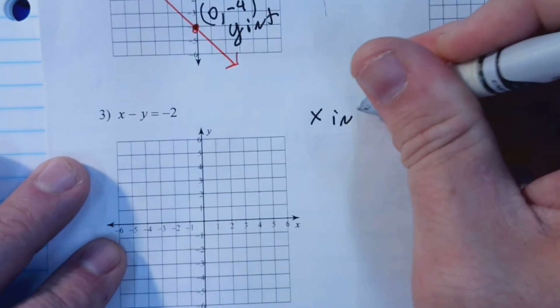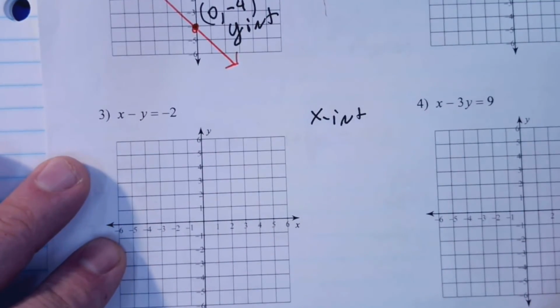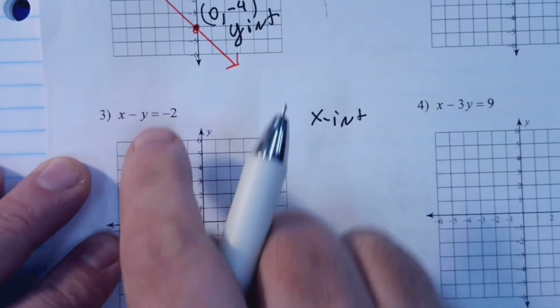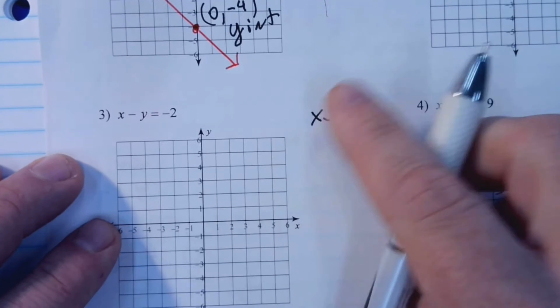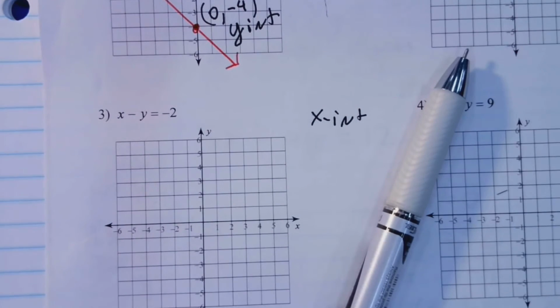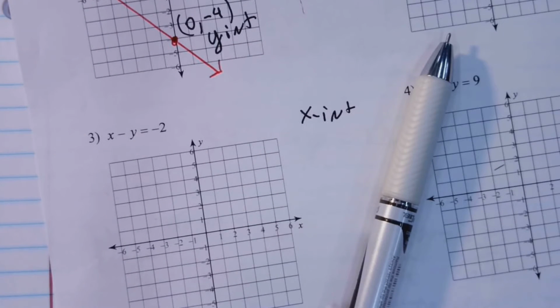And if you want to show it on your worksheet, this is basically what you do. X-intercept. Remember, you can just cover up y. I had one cut out earlier, but I lost it. That's how it happens.